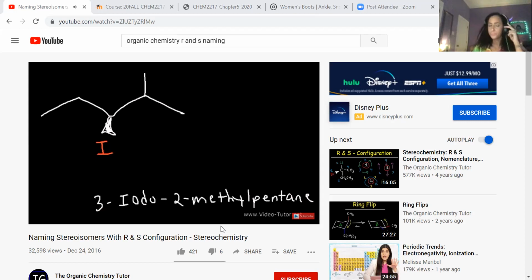Now the next thing we need to do is identify the chiral centers. This carbon is not chiral because it has 2 similar groups.